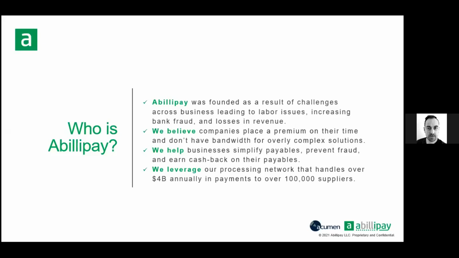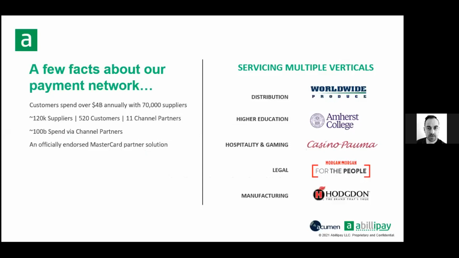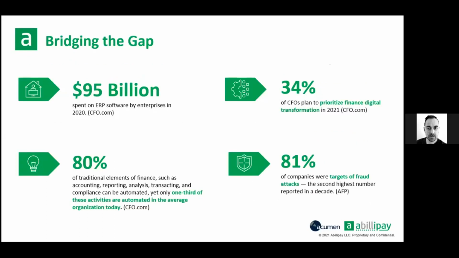We leverage a payment processing network of over $4 billion annually to help companies using Sage bridge that last mile where they're typically handling paper checks today, or maybe have even made some of the switch to ACH. We'll talk a little more about that dynamic and how that applies. We service a number of different verticals. Almost everyone can benefit from efficiencies in AP, regardless of what vertical you're in.